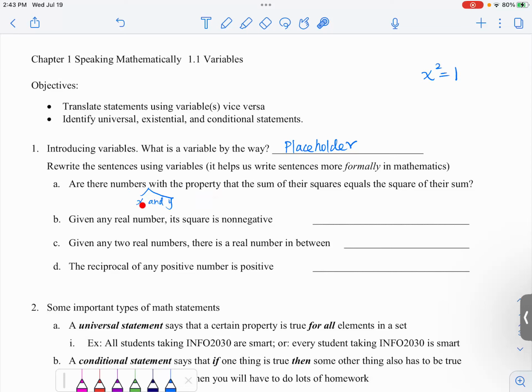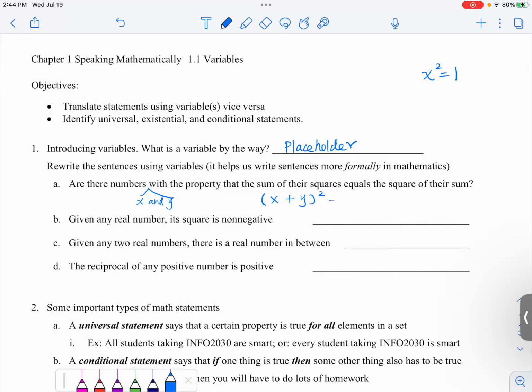So are there numbers x and y with the property that the sum of their squares? Well, you might think, hey, isn't the sum a noun? You don't really have to introduce a new variable because the sum of their squares can be represented by the variables you already introduced, x and y. The sum of their squares means the sum of the squares of the two variables you introduced, x squared plus y squared. So we don't need a new variable here.